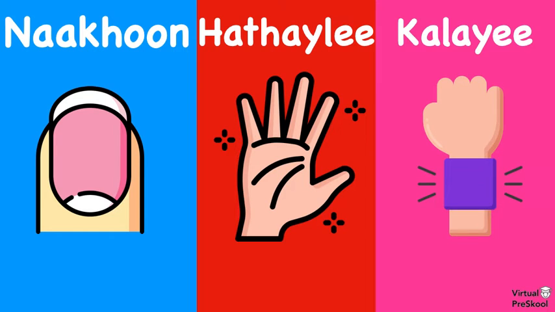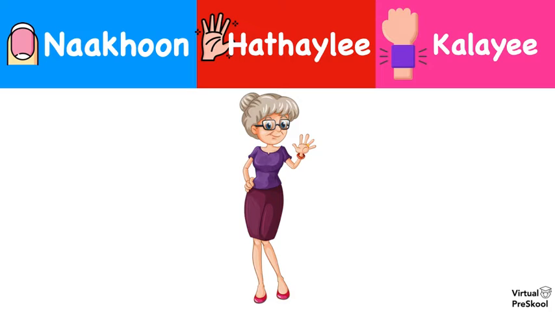Now that you've learned the words, let's do some practice problems. I'm going to show you a picture, and you have to decide if the answer is nail, nakhun, palm, hatheli, or wrist, galai. And I'm going to give you a few seconds in each problem to think about it. And please say your answer out loud.